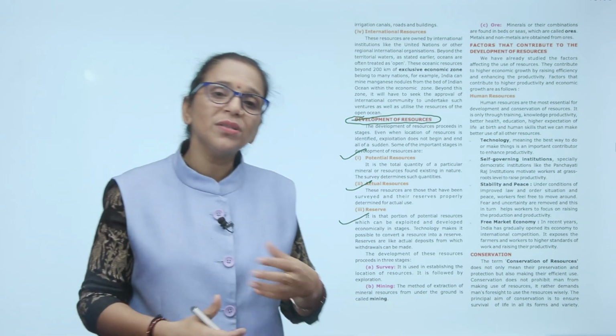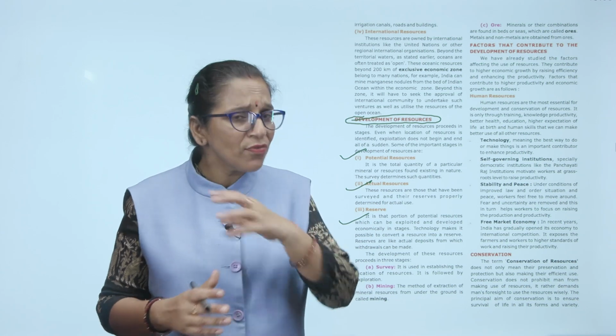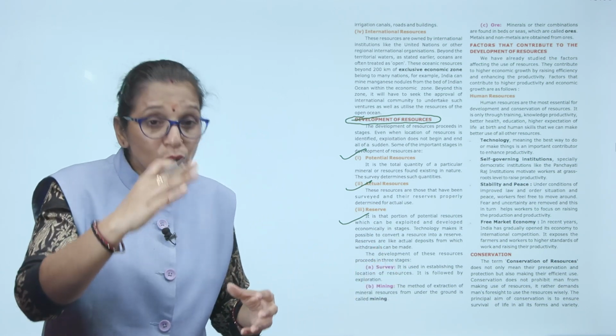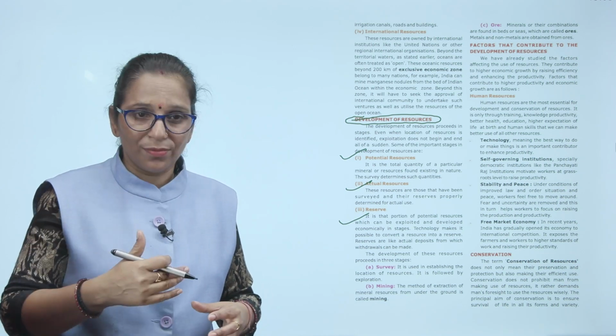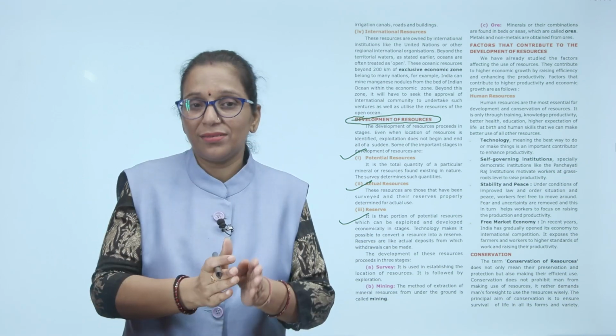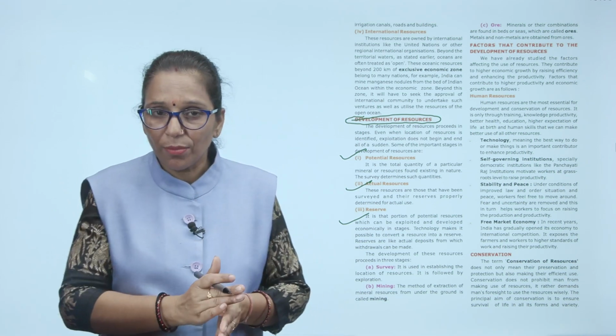For example, the wind energy in Rajasthan is not fully developed till now, so we cannot use it, but it has the potential to become a resource in the future. So potential resources are those which are not fully developed in the present. So right now we cannot use them.